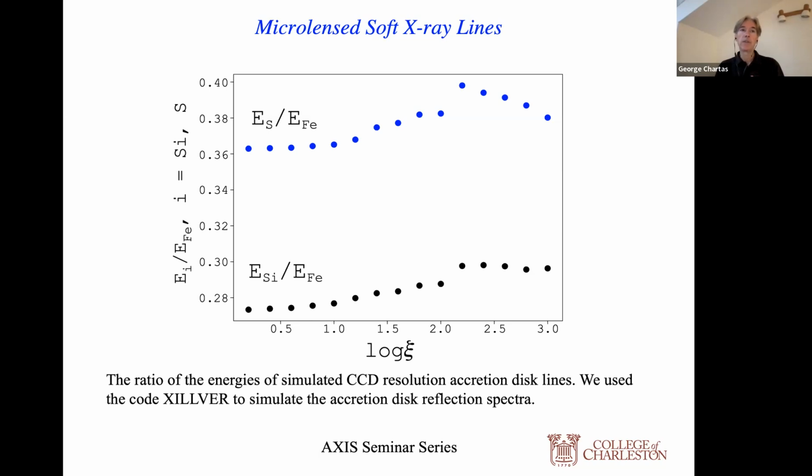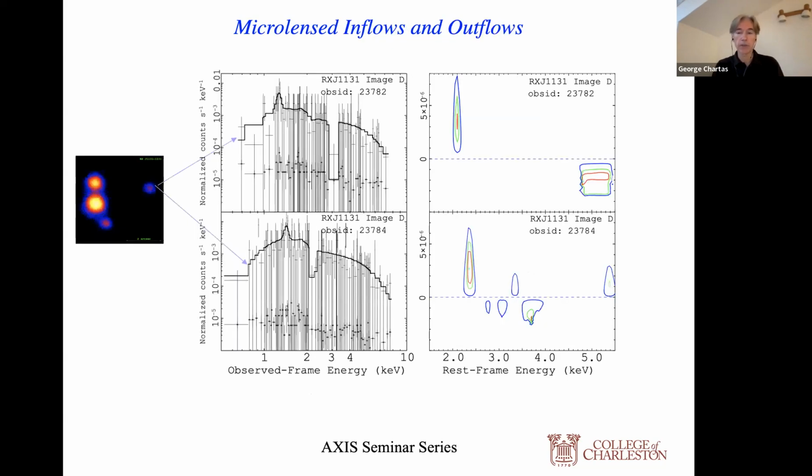But to do this, you have to know the energy of the line very accurately, to about 5 or so eV. And so you need the high effective area that AXIS will have. And obviously you need the spatial resolution to resolve the lensed images, which AXIS can provide as well. So this is a fundamental property that we can extract from measuring these microlensed reflected spectra.